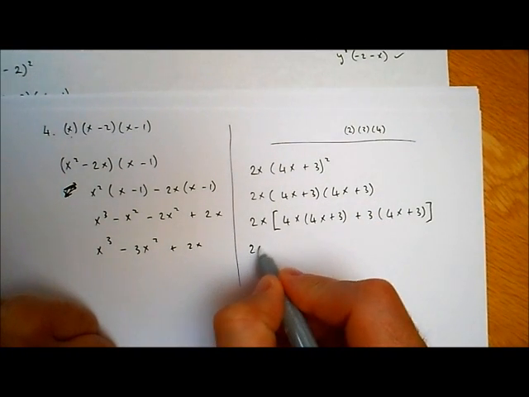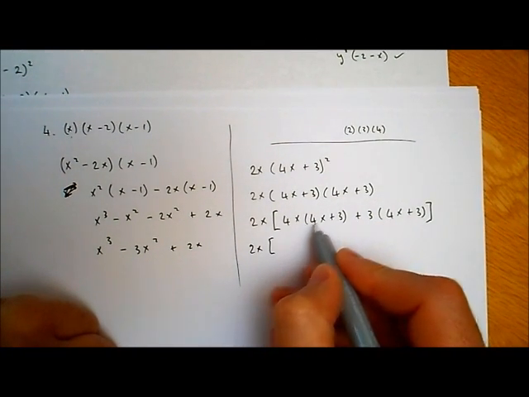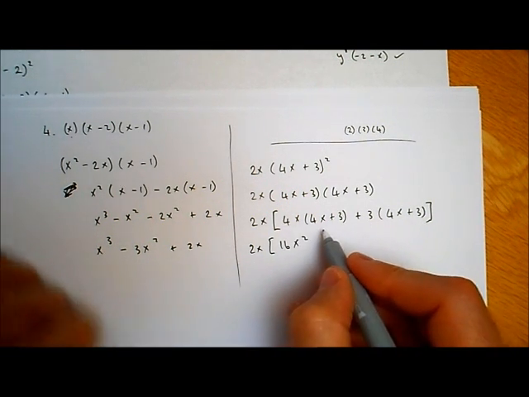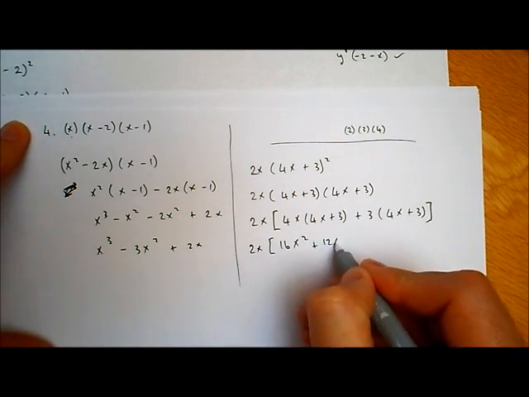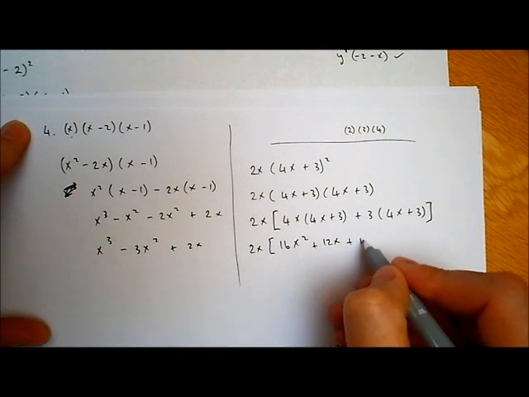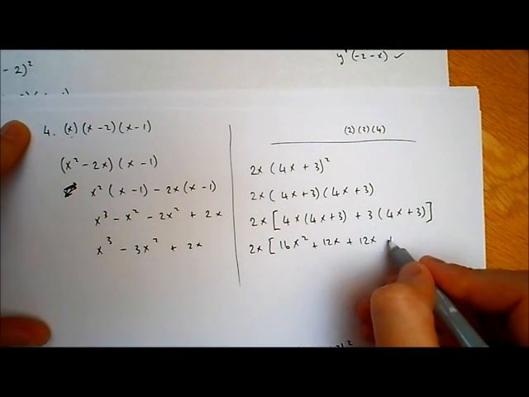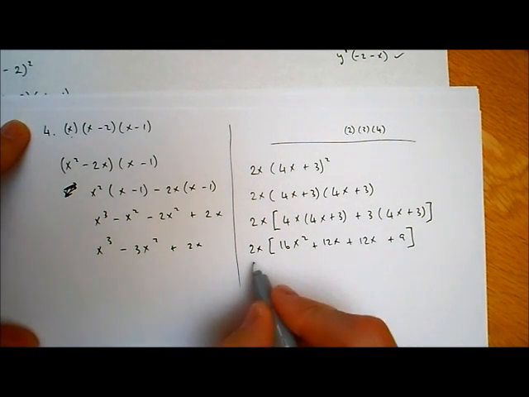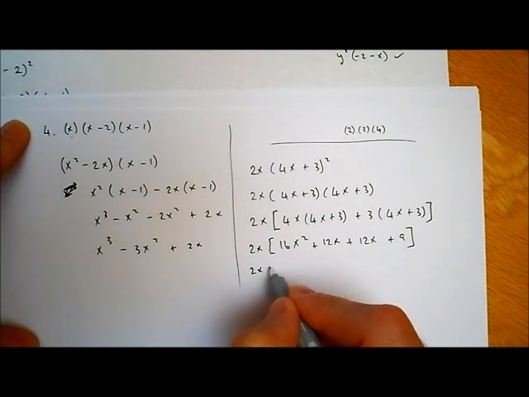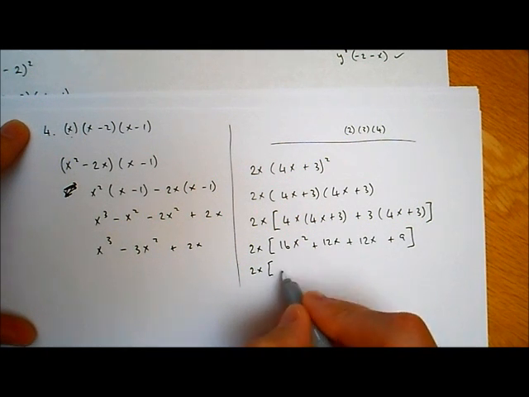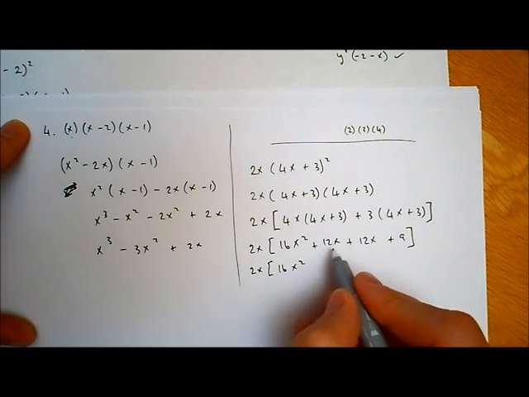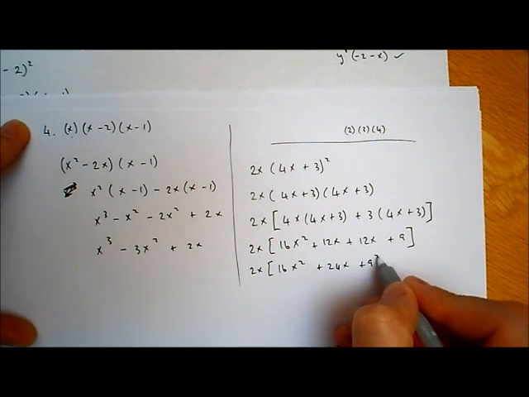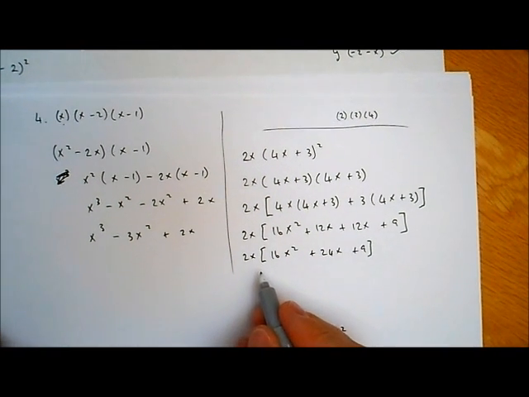So I've got 2x, and 4x by 4x is 16x squared. 4x by 3 is plus 12x. 3 by 4x is plus another 12x, and 3 by 3 is plus 9. So I've expanded the middle bit. Now I can simplify it by adding up like terms. So I have 2x by, I've got 16x squared, 12x and 12x is plus 24x, and then plus 9. And now I can multiply by 2x.